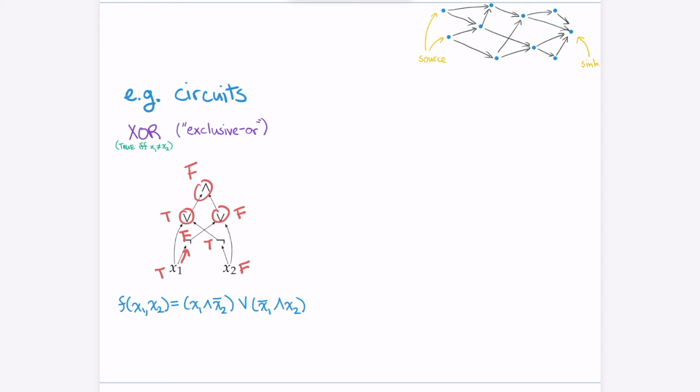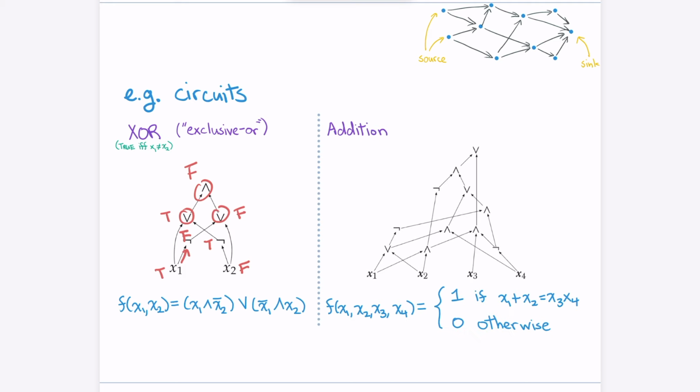A more complicated one that took me a little bit longer is addition, or kind of verifying addition. So I'm just adding up 2 bits and it produces a 2-bit output. So I have x1, x2, x3, x4, and I want to make a circuit that returns true only if x1 plus x2 is equal to the two-bit number x3, x4. This is maybe harder to verify or see how I came up with it, but this will be a circuit for addition.